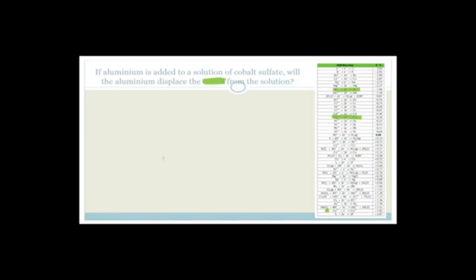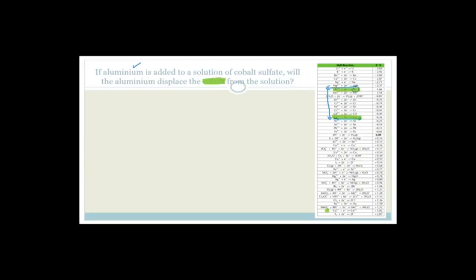We want pure cobalt. So if we look at this, we've been given aluminium, and we are going from cobalt ions to cobalt. Yes, it works, it forms a beautiful C. Except grade 12, you can't say it forms a beautiful C in the exams.